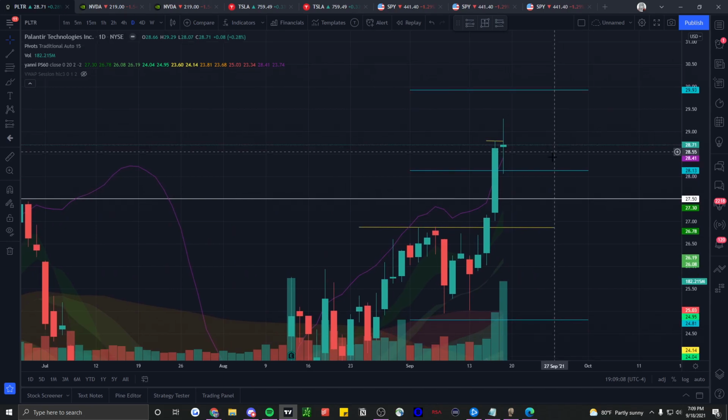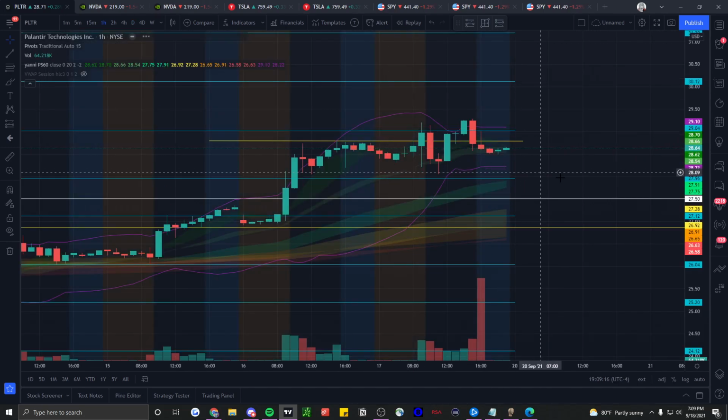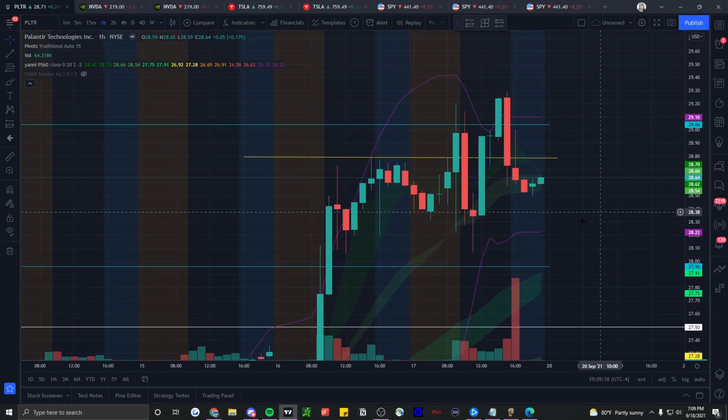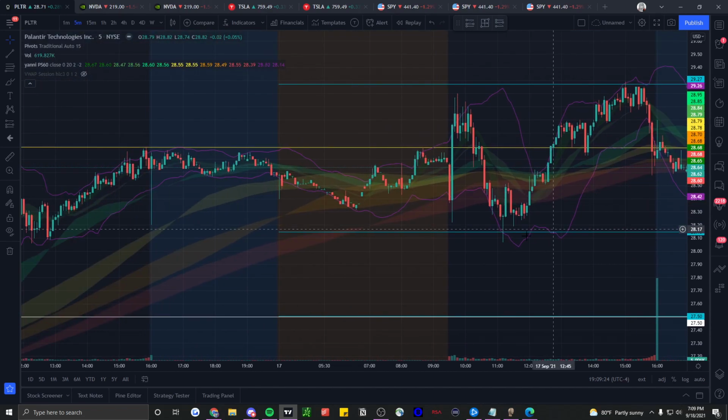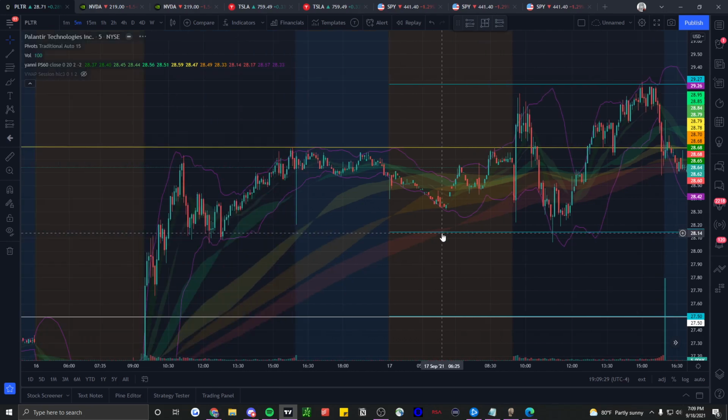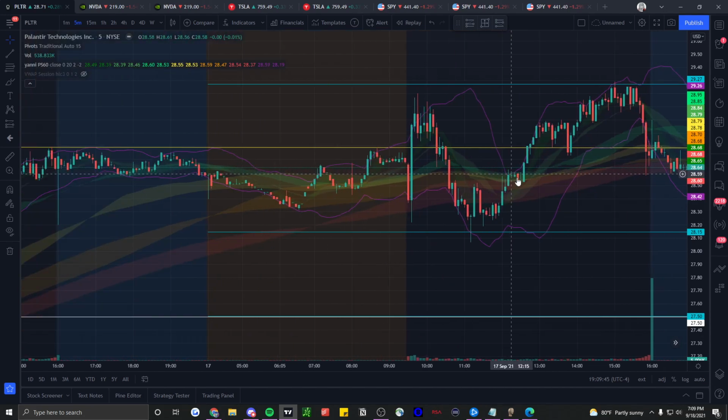On day two, we can look for areas of confluence, I like to call it. So we have a daily pivot point right here. On our hourly charts, we have the 20 moving average. On our 5-minute, we have close to a pivot point, not exactly right there, but this 28.12 to 28 area is a big area of inflection for this stock, as well as 28.80 is a big resistance area.